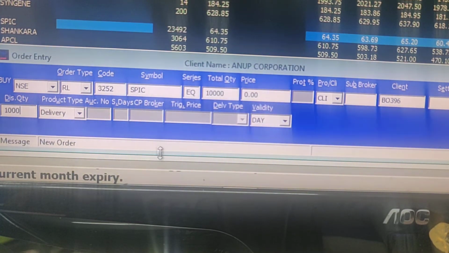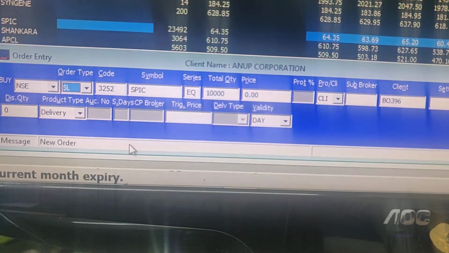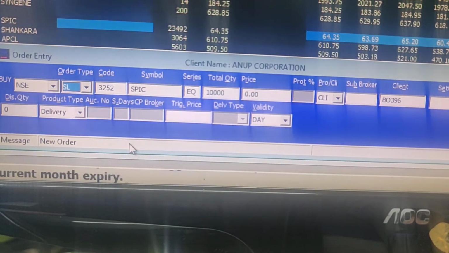Now we come to the stop loss order. In both BSE and NSE segments, the stop loss order is the same type only. Here you have to put two prices. In stop loss order you have to put two prices. One is the trigger price and another is the price at which you would like to sell the shares.